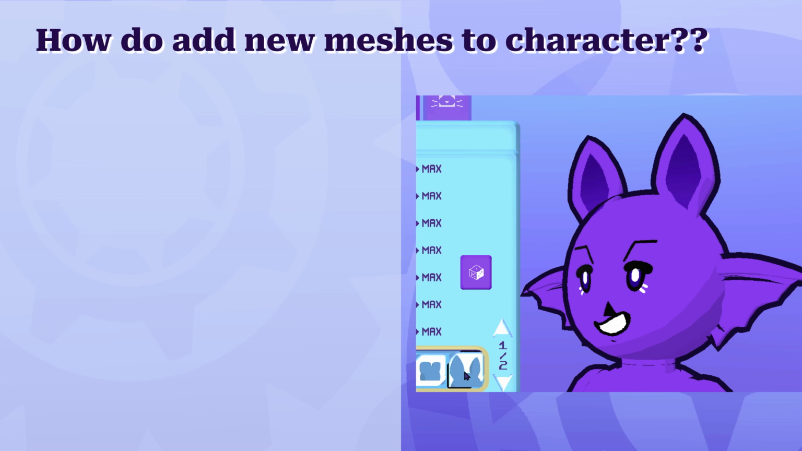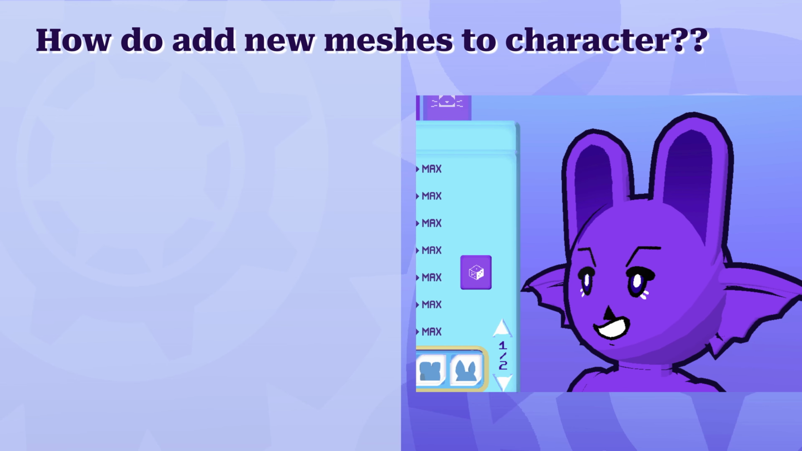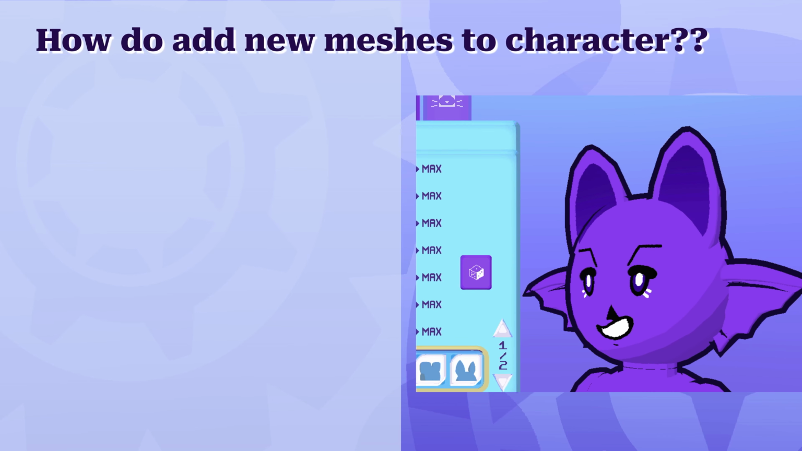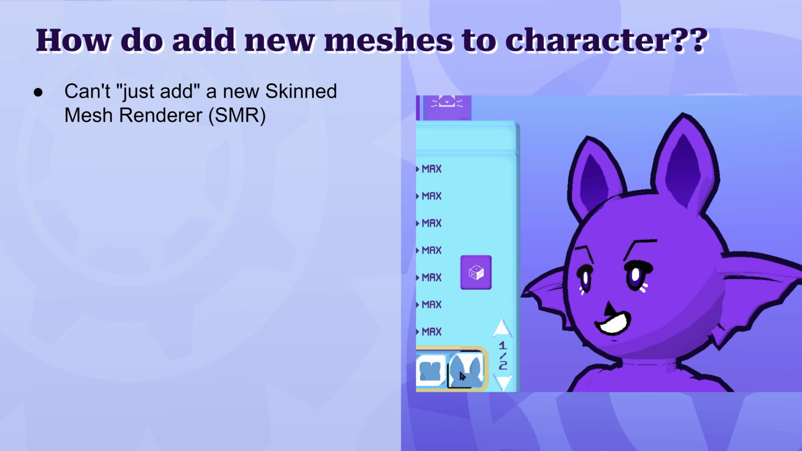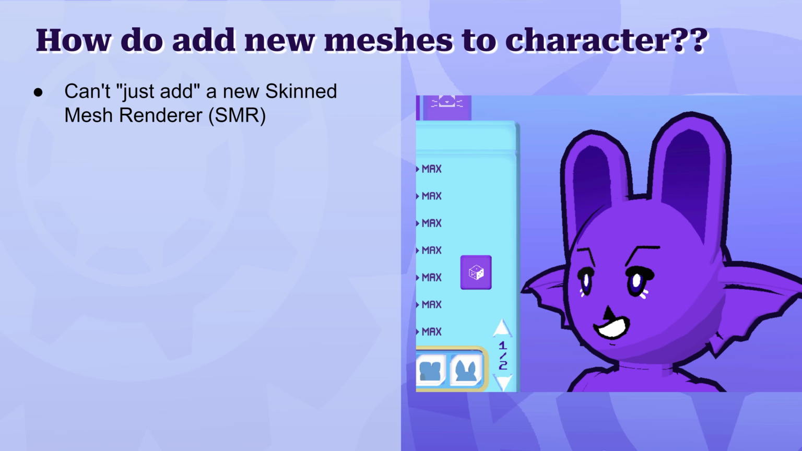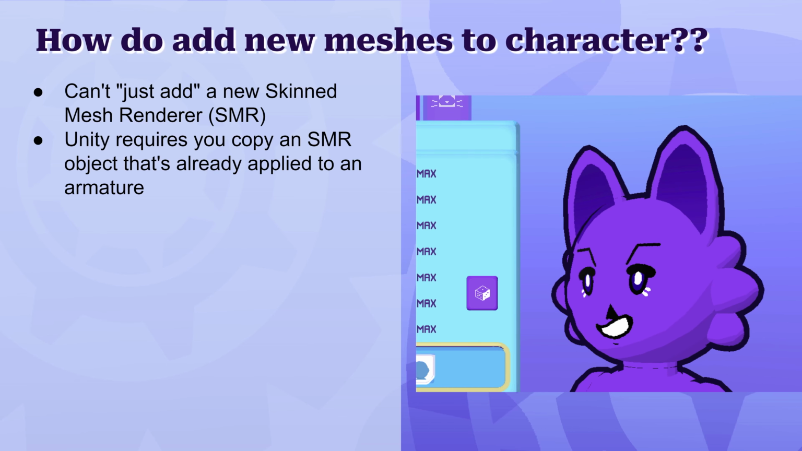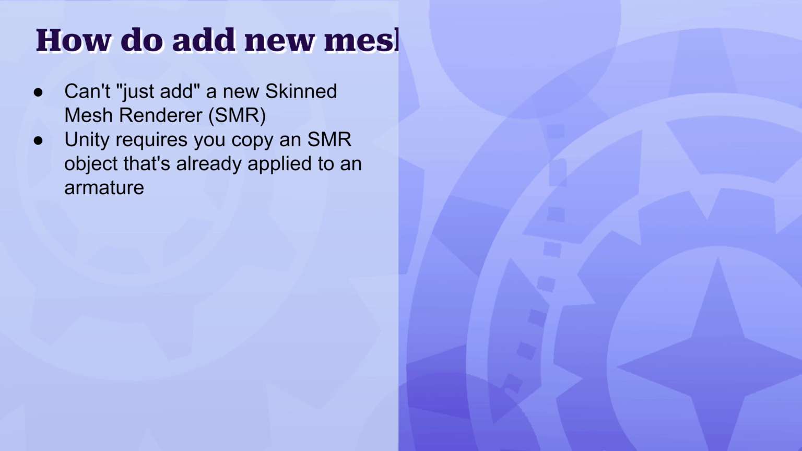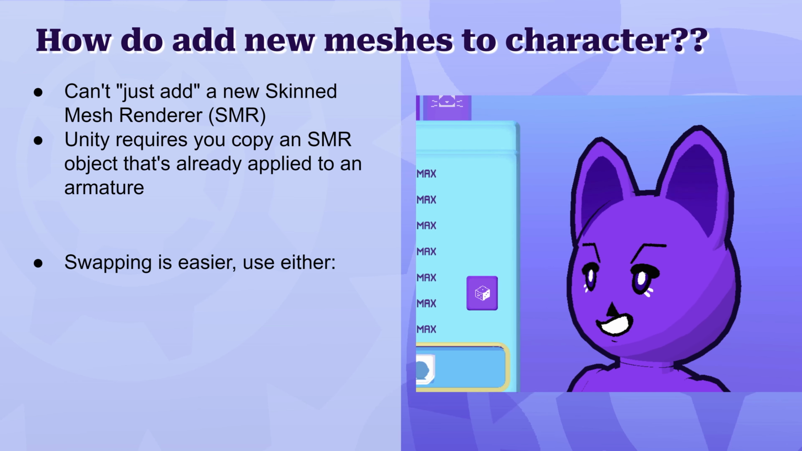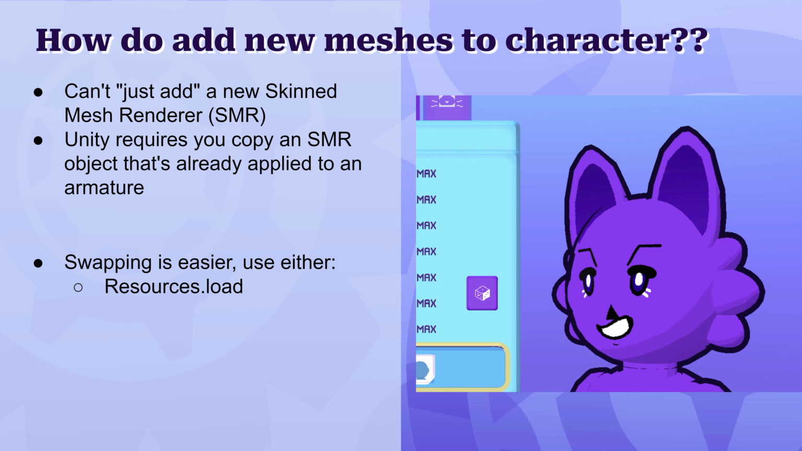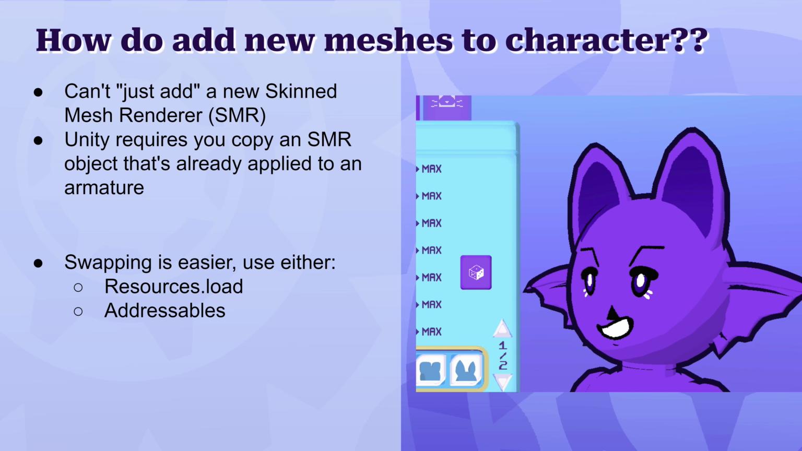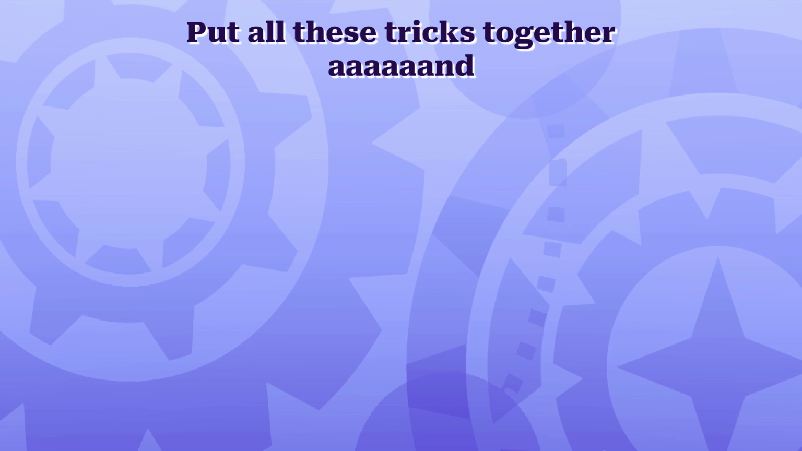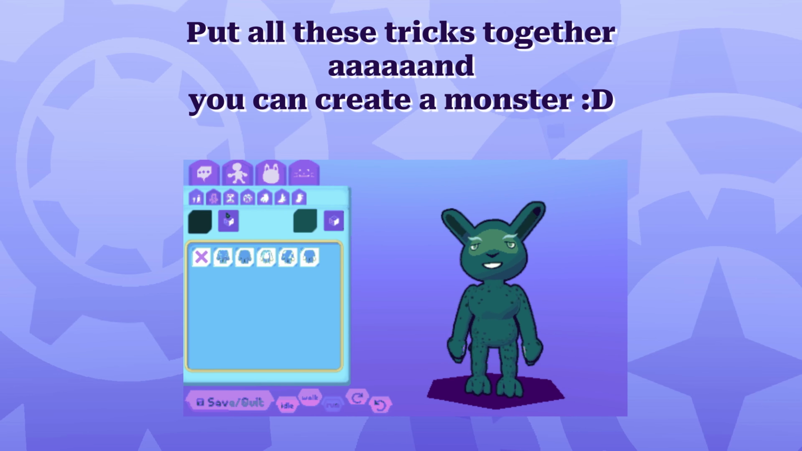In order to change meshes, because we deleted stuff in the blend prefab before, you're not going to be turning off game objects and turning on ones that you want. If you want to re-add something, you can't just spawn a new skinned mesh renderer. Unity doesn't like that. It needs you to copy an existing skinned mesh renderer already applied to that armature. But if you are just swapping bunny ears with cat ears, you can use Resources.Load or Unity's addressable system to swap that mesh with the skinned mesh renderer's shared mesh. So all these tricks together, and you can create a monster.